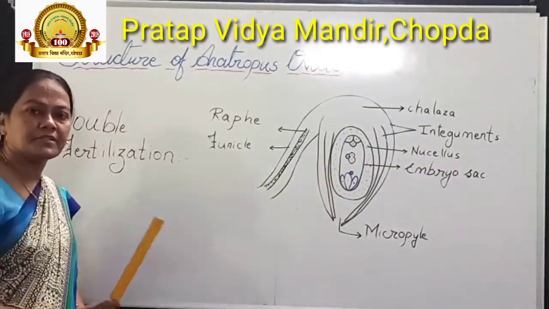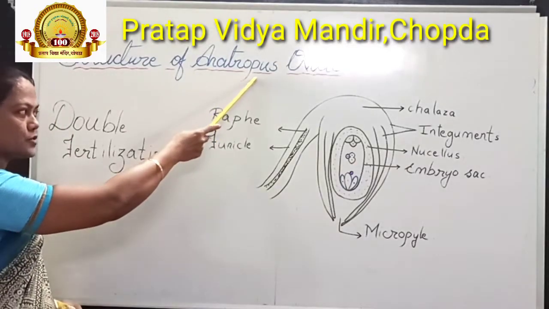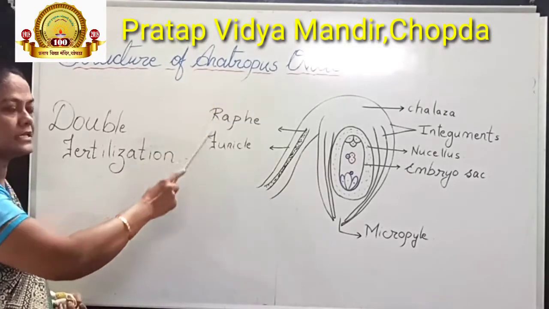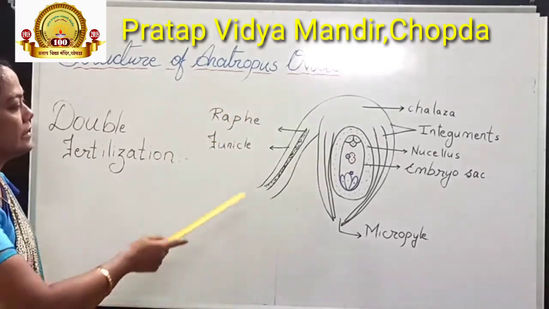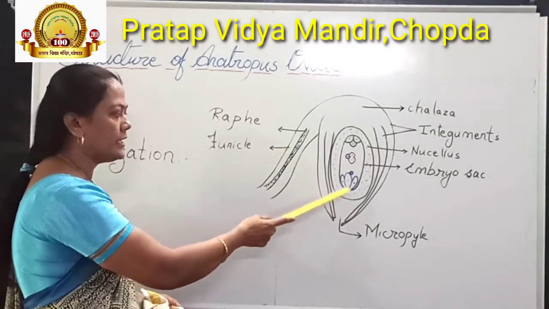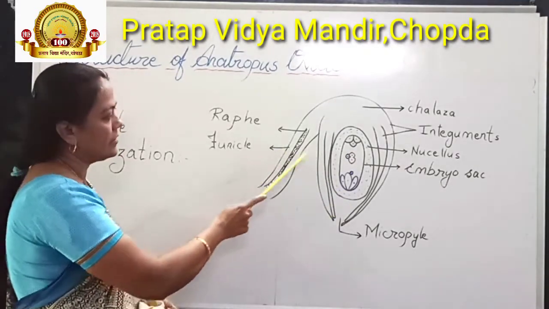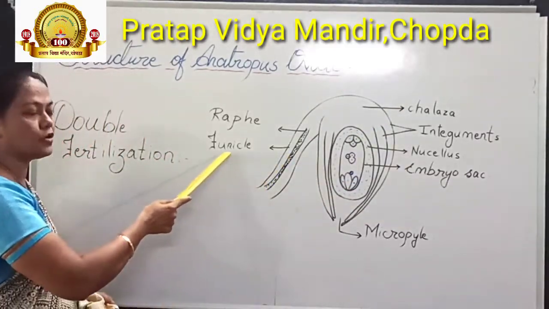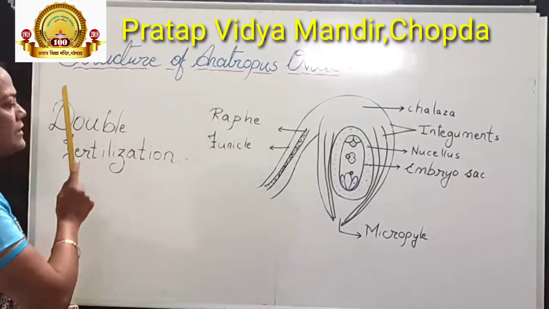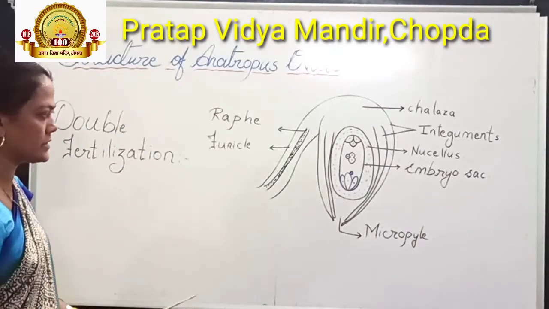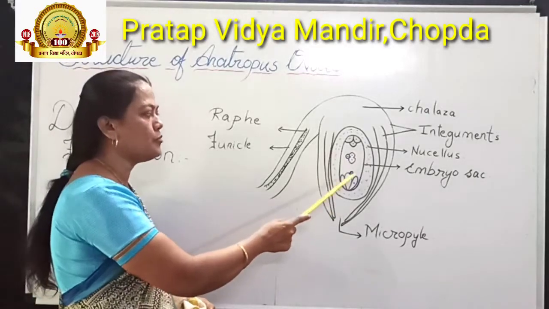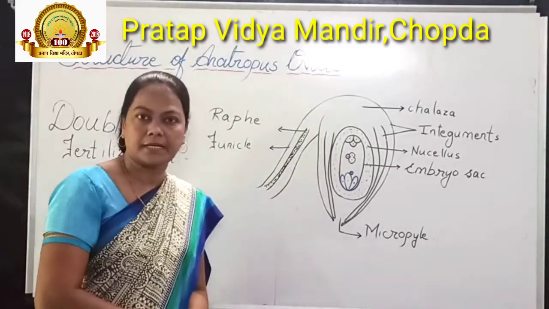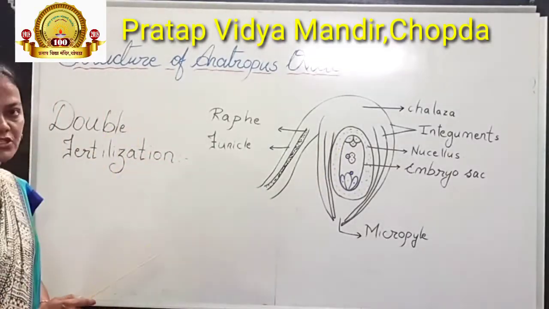So I think you might have understood what is anatropous ovule and what is double fertilization. Anatropous ovule is an inverted ovule. An ovule consists of a body and a stalk. Body shows the following parts and the stalk is called funicle. Double fertilization is a process in which two male gametes fertilize at different places in the same embryo sac, and hence the process is called double fertilization.